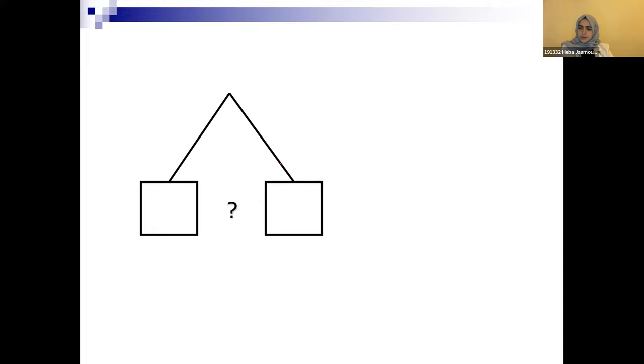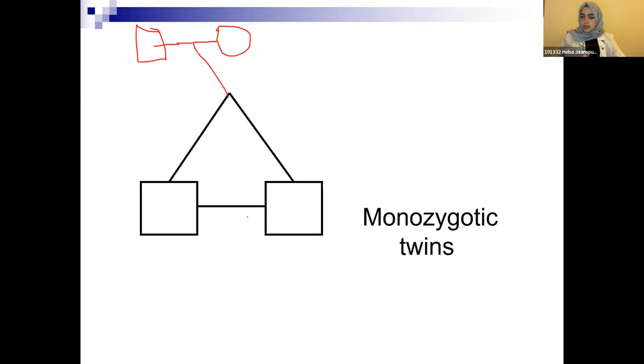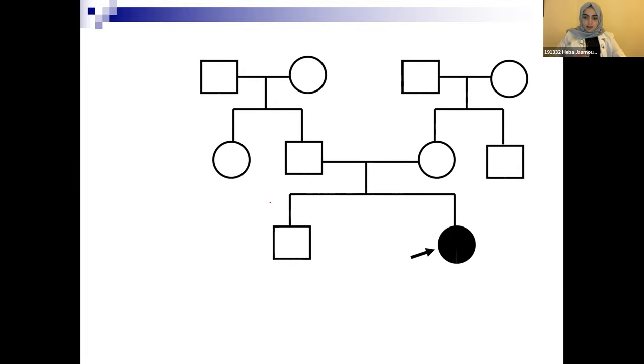But what about this? A question mark. Confused. What is this? Twins that are not identical? No. Non-identical twins is this one, where there's nothing. Whenever you see a question mark, know that we don't know if they're monozygotic or dizygotic. A lot of the time it doesn't truly matter, or maybe this detail isn't given. Okay? So again, monozygotic, solid line. Dizygotic, no line. And if we're not sure, we put a question mark. Okay. So, moving on.